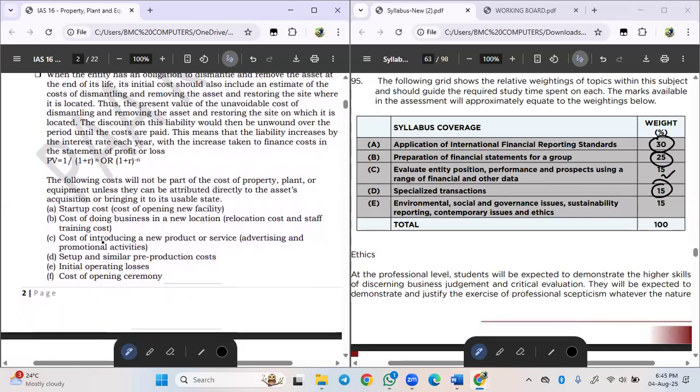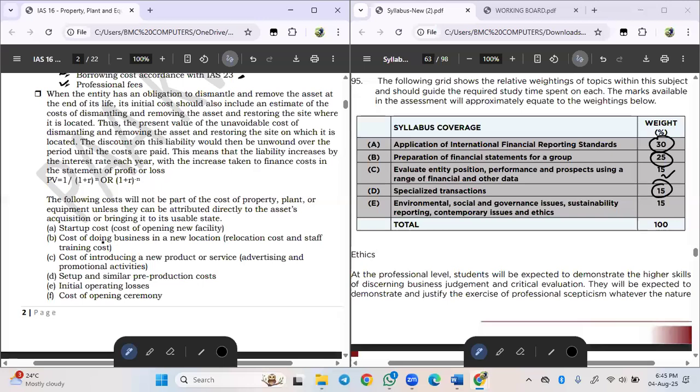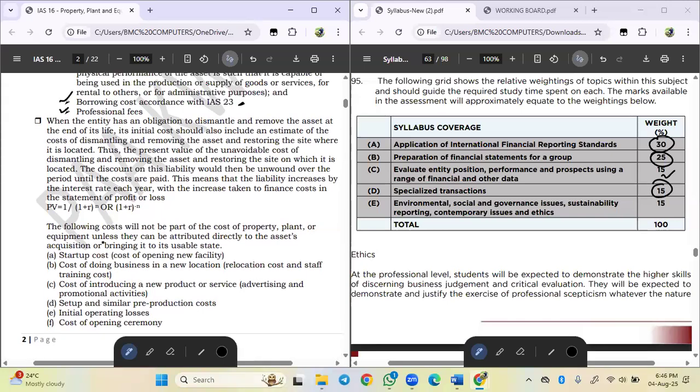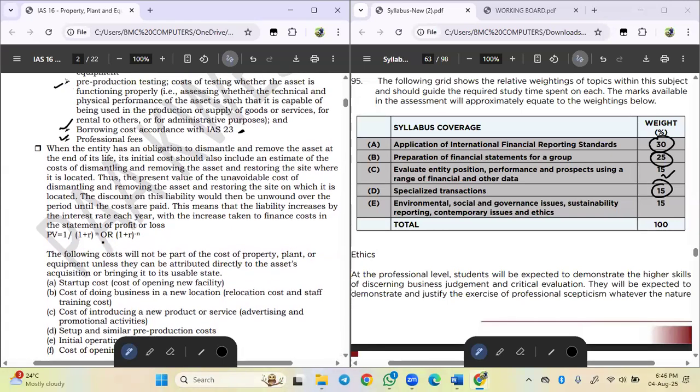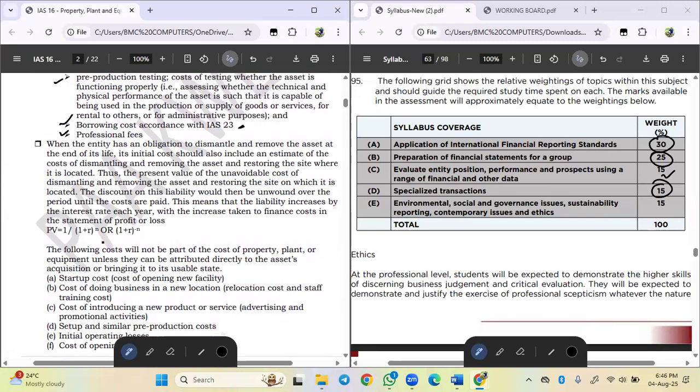Okay. Now, the following items are exempted from the elements of the cost of PPE. So when you are calculating the cost of PPE, maybe you've been given a question, okay, and you have a whole lot of costs, and you want to determine the cost of that particular asset. Now, what you have to do is that the following costs, you exclude them.